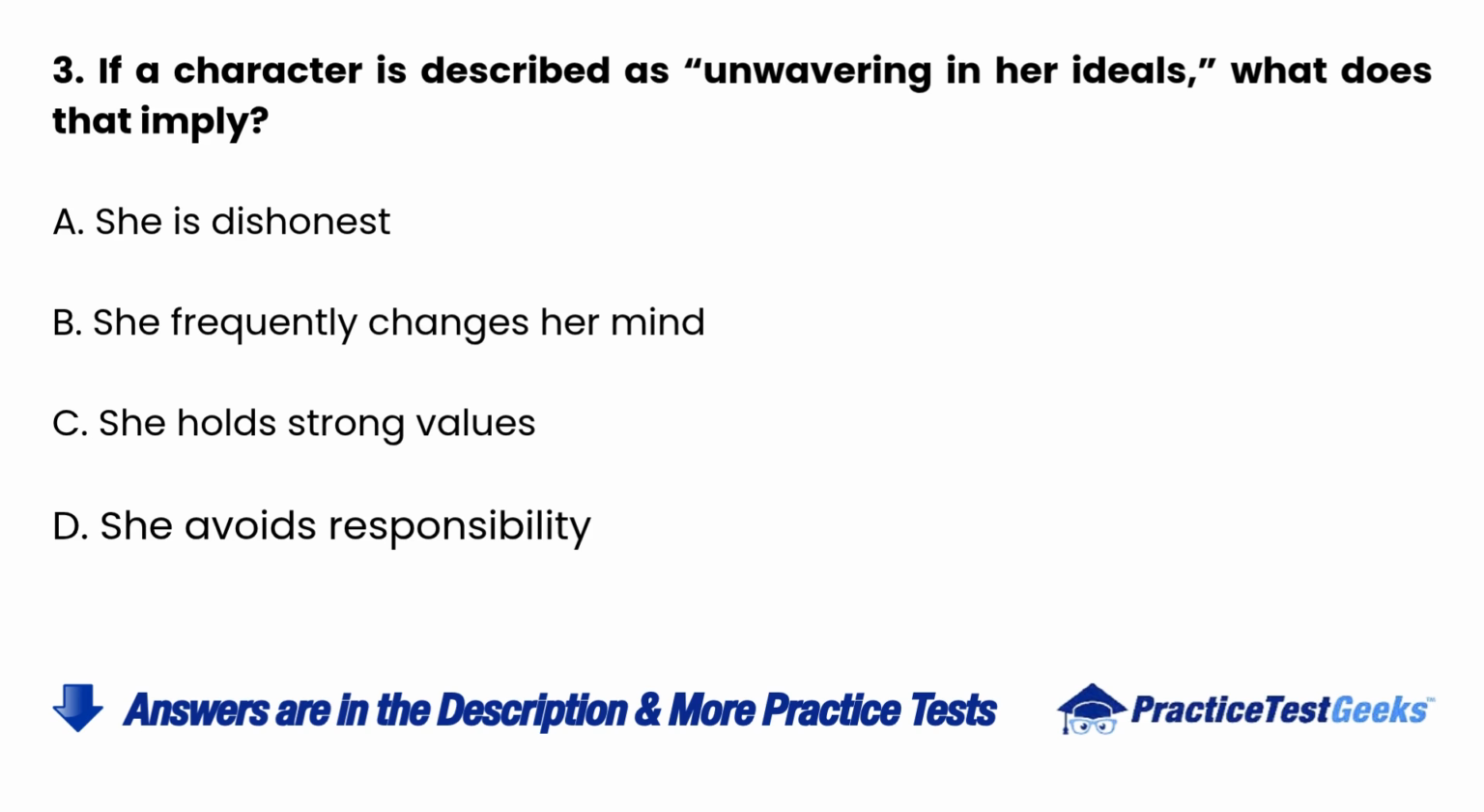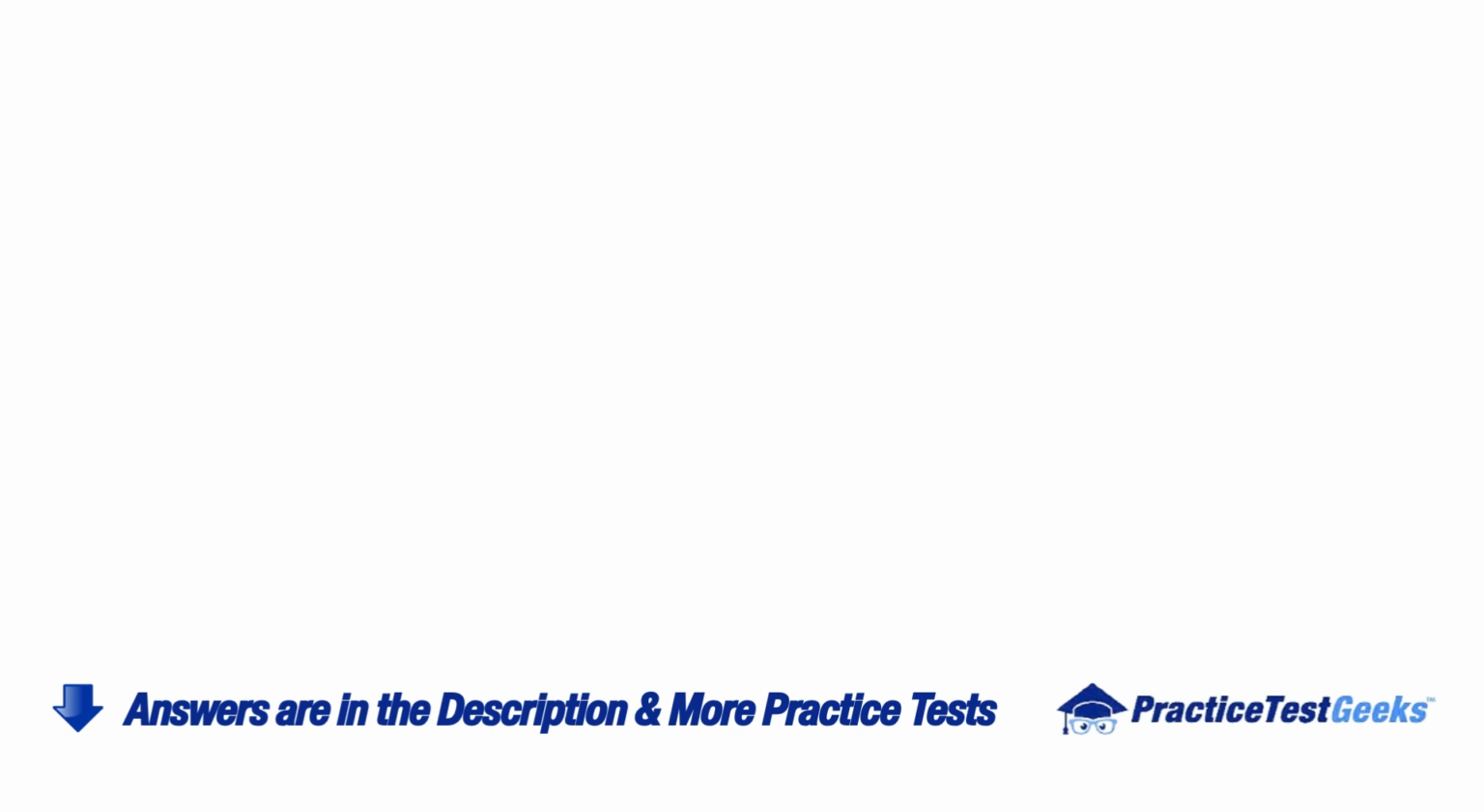3. If a character is described as unwavering in her ideals, what does that imply? A. She is dishonest. B. She frequently changes her mind. C. She holds strong values. D. She avoids responsibility.